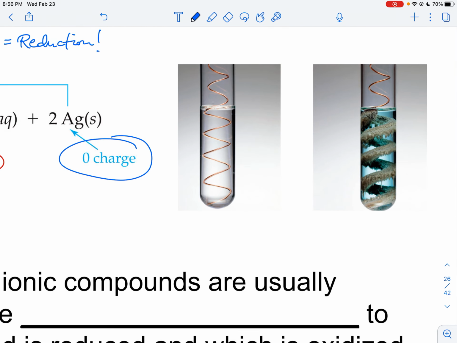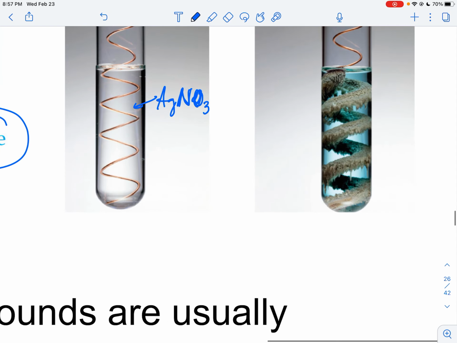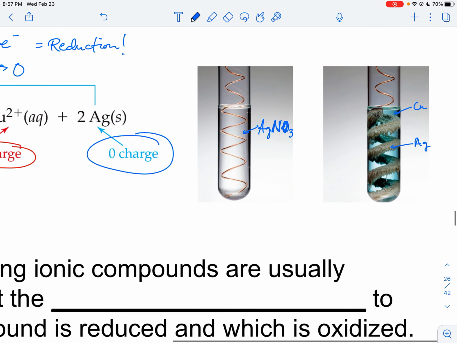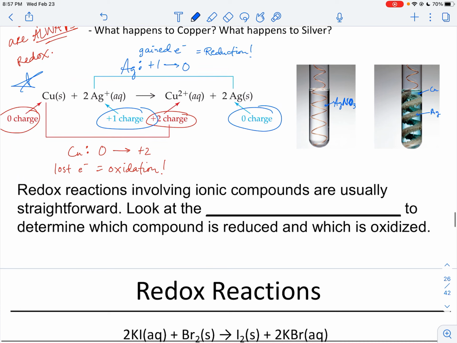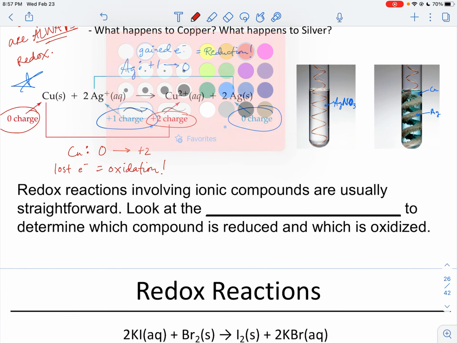Here's a picture of this. If you put a copper wire into a solution of silver nitrate, look what happens. It grows silver on it. It looks kind of weird. And then the solution becomes kind of green because the solution gets copper in it. Anyways, kind of cool. So let's fill in these blanks down below.